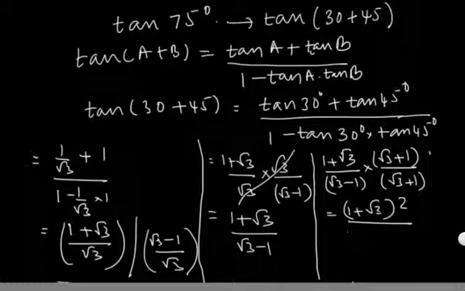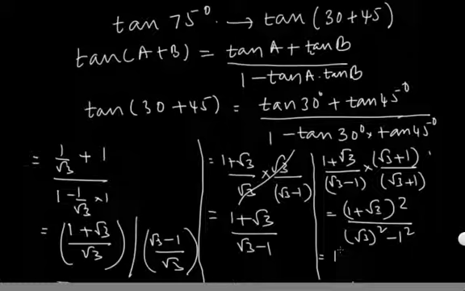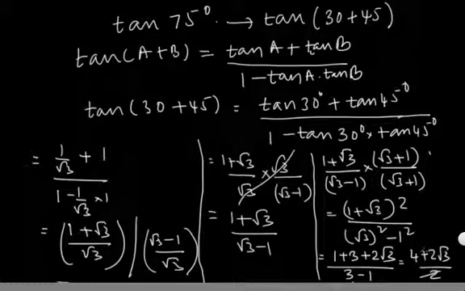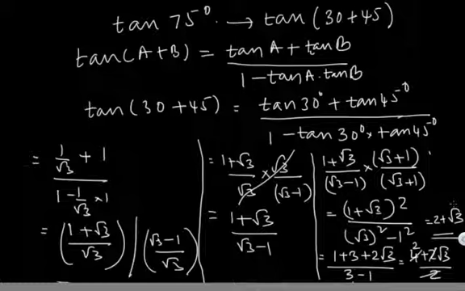which is equal to 1 plus root 3 whole square by root 3 square minus 1 square, because a minus b times a plus b is a square minus b square, and over here a plus b times a plus b is a plus b whole square, which can be further simplified as 1 square is 1, root 3 square is 3, plus 2ab is 2 root 3, by root 3 square is 3 minus 1, which is equal to 4 plus 2 root 3 by 2, and you can do the math here, 2 answers, so it will be equal to 2 plus root 3. So tan 75 is nothing but 2 plus root 3. In this way, we have applied the sum formula of tan to calculate 75 from the angles 30 and 45.